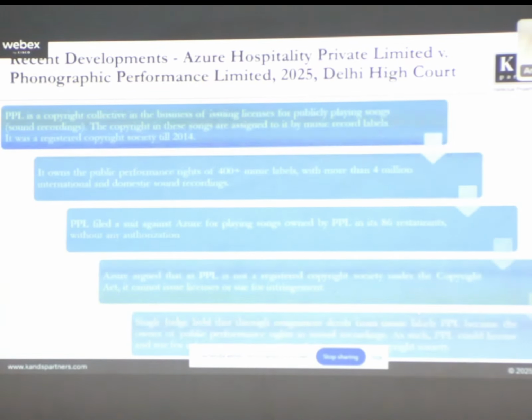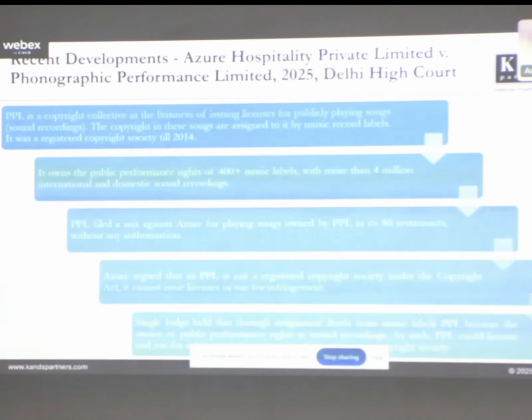Now PPL filed a suit against Azure for playing songs it owned in 86 of its restaurants without seeking a license. Azure argued that PPL is not a registered copyright society under the Act, and that is why it cannot issue licenses or sue for infringement, which is what the law says. But the single judge of the Delhi High Court held that because these rights were assigned by music labels to PPL through assignment deeds, PPL became the owner, and hence it had the right to license these rights despite not being a copyright society. So PPL could license it as the owner of the work even though it was not a copyright society.